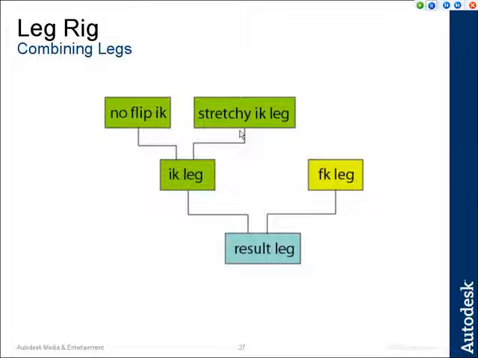So here's what we're going to end up with. We're going to have a no-flip leg IK structure, a stretchy IK leg structure that we can lock the knee down. That will drive our IK leg, and then the IK leg and the FK leg will blend together to get the result leg. And this will allow the animator to use no-flip usually, stretchy IK sometimes, and FK sometimes. Okay? So let's go ahead and start creating these two different leg structures.